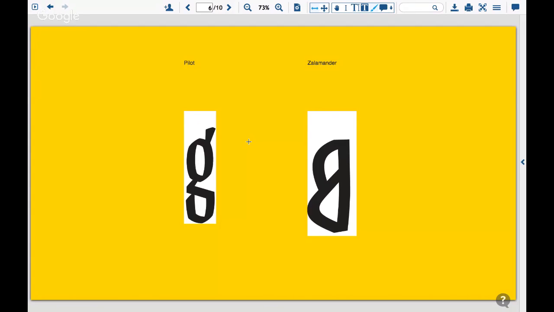I think it goes without saying that the clear difference between them is the two-story G versus the one-story G, right? There's that. Again, it summarizes the overall idea: while their different models are similar in some ways, their conclusions are very different. Pilot is more of a romanized black letter, right? That's its thinking, how it expresses itself, while the Zalamander is, again, this more gothic idea.